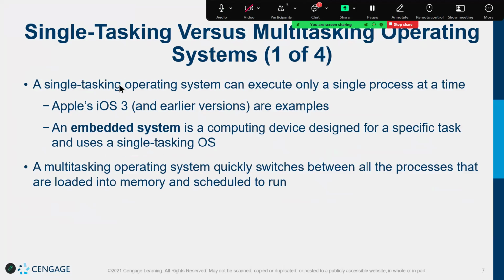So a single task operating system can execute only one process at a time. Apple iOS 3 and earlier versions are examples of these, as well as embedded systems like our gas pumps, our cash registers, kiosks. They can only do one thing at a time. Multitasking operating systems quickly switch between all the processes that are loaded into memory. That is like your computer systems, your cell phones, things of that nature.